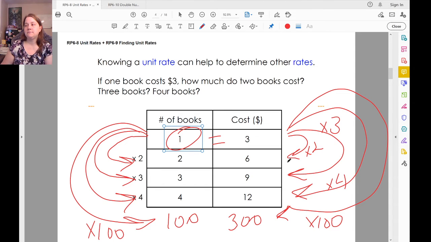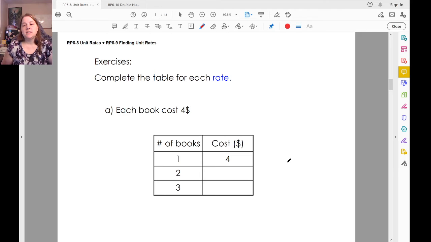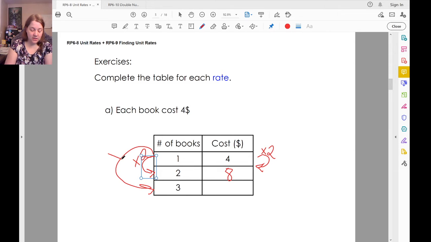Hooray! Unit rates. So they want us to complete the table for each rate. If we know 1 book costs $4, we want to figure out how much 2 books cost. To go from 1 to 2, I'm going to multiply by 2. So I'm going to do the same thing on the other side. 4 times 2 is 8. So 2 books will cost $8. To figure out how much 3 books cost, I'm going to multiply by 3 on both sides because 1 times 3 is 3. And 4 times 3 is 12, which means that 3 books will cost us $12.